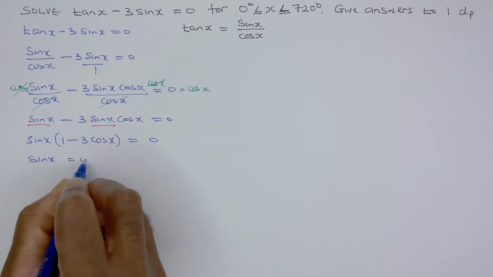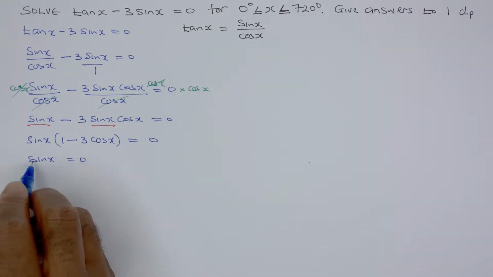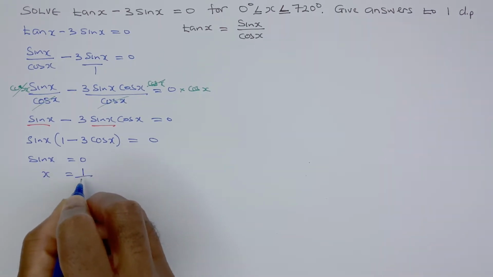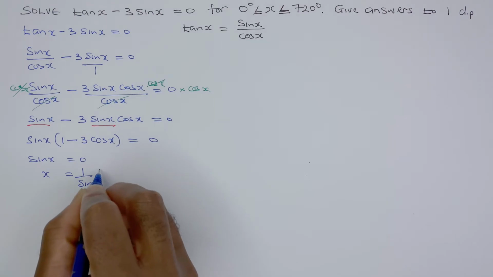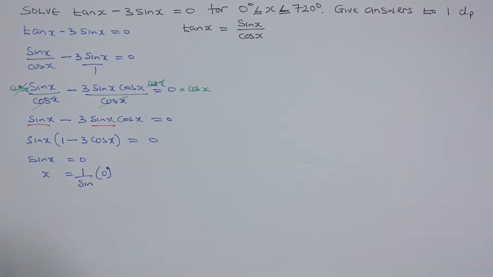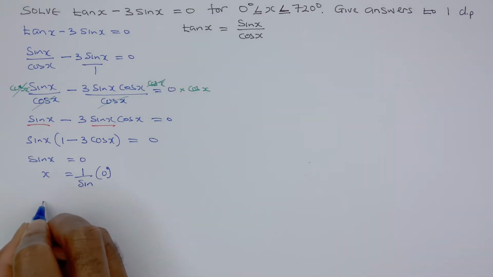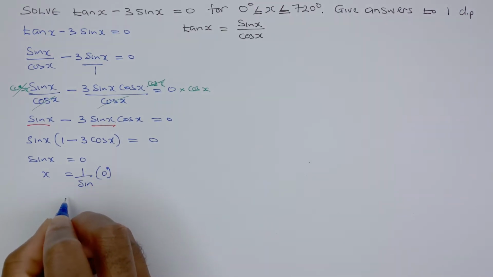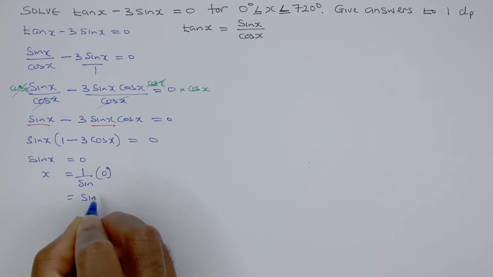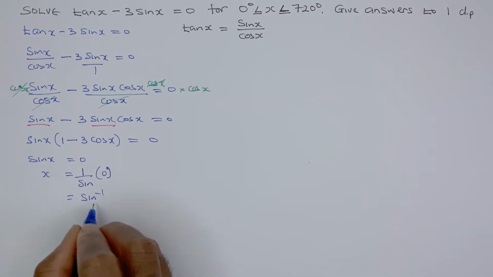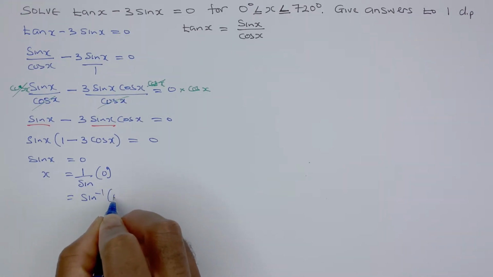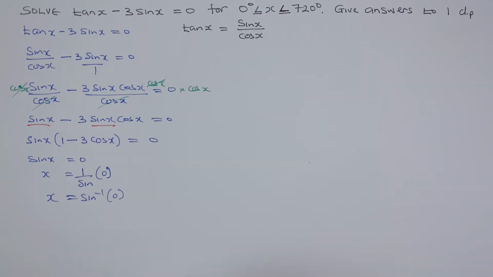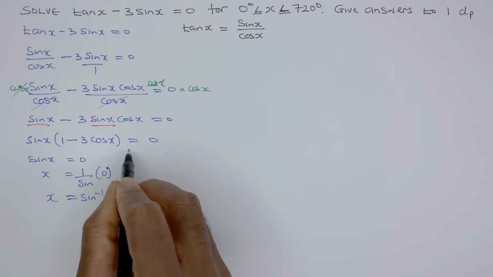Sin x equal to 0. Divide both sides by sin. x equals 1 over sin times 0. Therefore, in indices, 1 over sin is sine to the power minus 1, which we call inverse sine of 0 equals x.